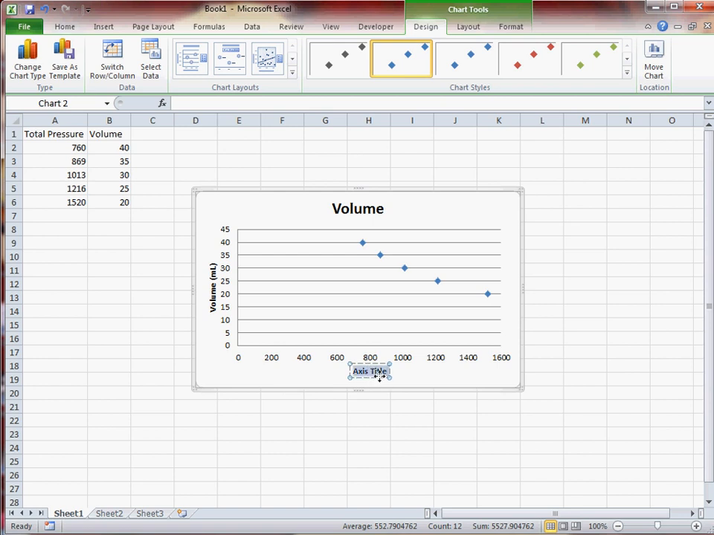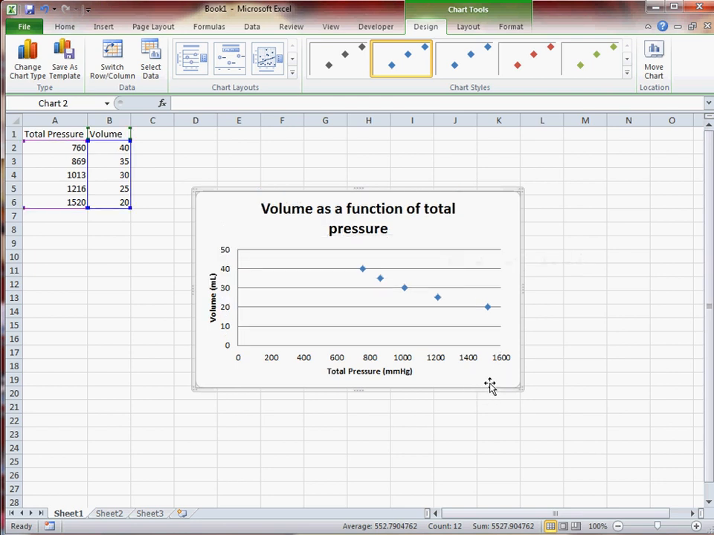Now I'm going to label the x-axis. The x-axis was the total pressure, and it was in mmHg. Okay. But I'm still not done. Now I'm going to make the title more descriptive. So we can do this just as y as a function of x. So volume as a function of total pressure. Now that is a good looking title right there.